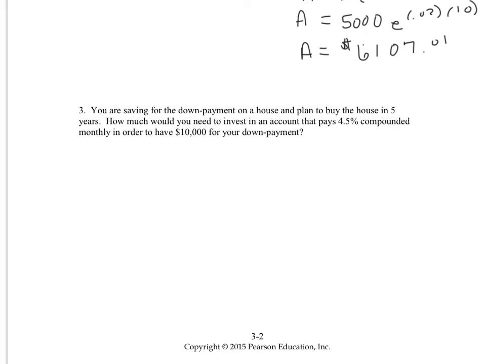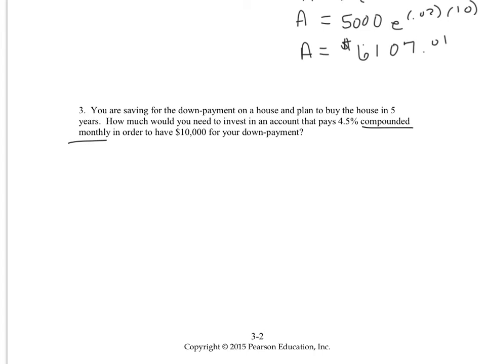Now, next example, you're saving for a down payment on a house. You want to buy the house in 5 years. How much do you need to invest in an account that's paying 4.5% compounded monthly in order to have $10,000 for your down payment? Now, since this says compounded monthly, we've got to decide which formula we need.